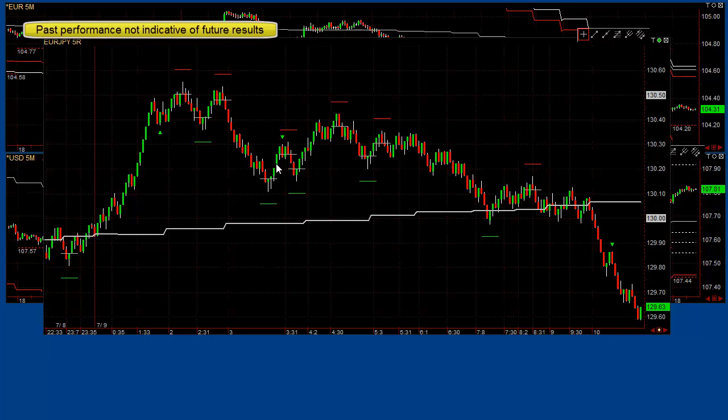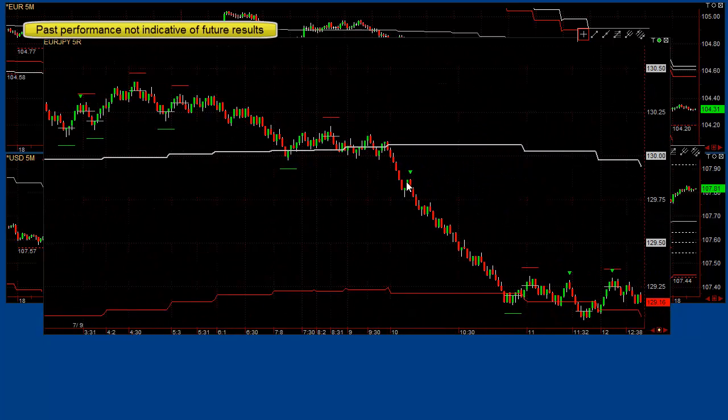Is the market making higher highs or lower lows? Is it making a double top right here followed by a huge move down? That's a very high probability place to be selling. If the market's weak enough, it'll even sell a very tiny pullback like this.